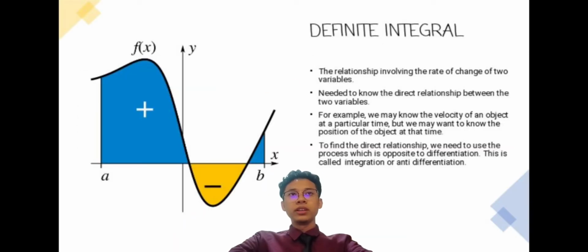Now we'll talk about defining integral. The relationship involving the rate of change of the two variables. Need to know the direct relationship between the two variables. For example, we have to know the velocity of any object at a particular time, but we may want to know the position of the object at that time. To find the relationship, we need to use the process which is the opposite of differentiation. This is called integration or anti-differentiation.